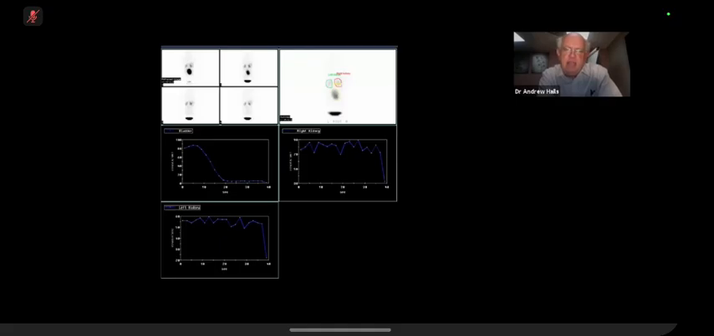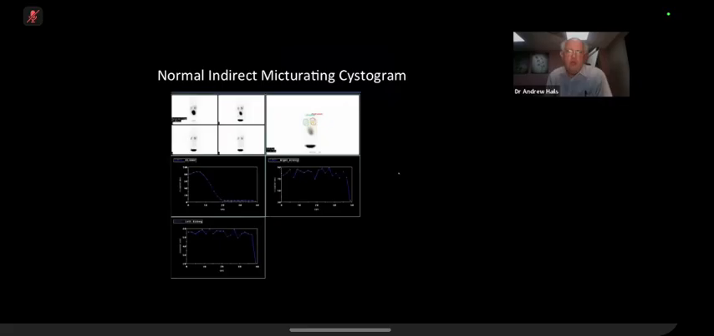It's an indirect micturating cystogram, okay? So you haven't put a catheter into the patient. You've done your normal, say, MAG3. You've filled the bladder up, and then you've got the patient to micturate, and the bladder is emptied. And then you're taking counts over both kidneys, and they remain constant, as they should. So this is a normal, indirect micturating cystogram.